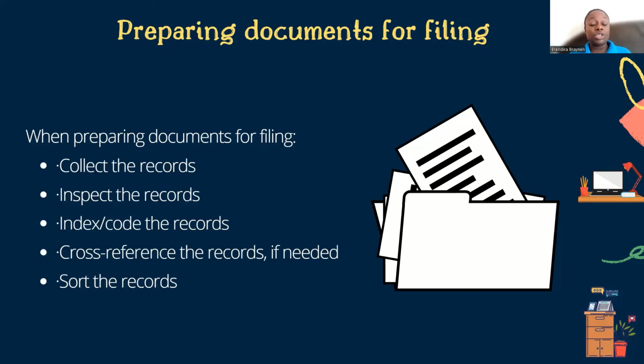Once we do any cross-reference sheets if needed, we sort the records based on how they're going to be filed. We normally file them away so they can go into their respective folders. That tends to be the process of preparing documents for filing.